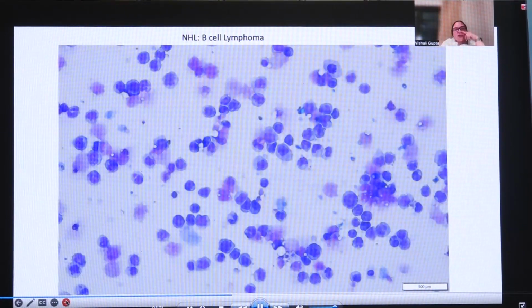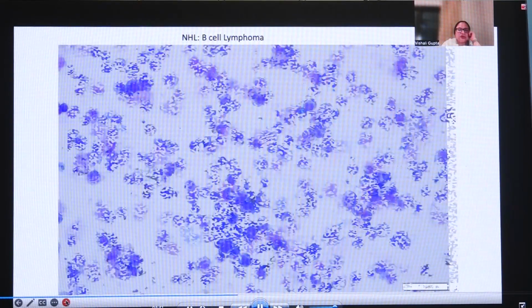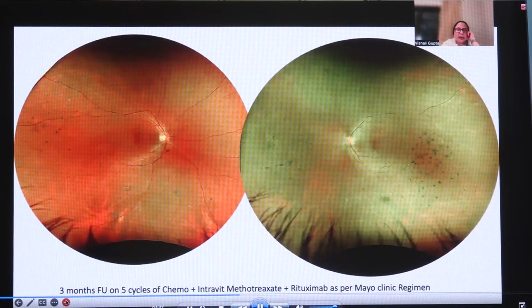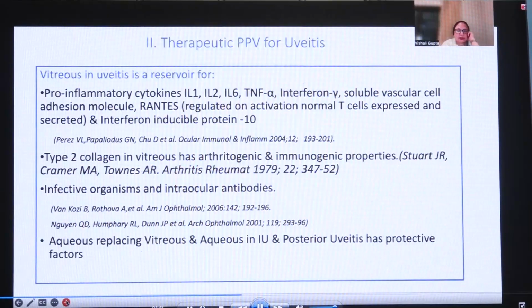Within 1 hour of this time, our pathologist said the whole sample has lots of cells, which is B-cell lymphoma, so the patient was treated, and this is how she responded. Not only diagnostic, the vitrectomy does have a therapeutic role because it removes all the cytokines.